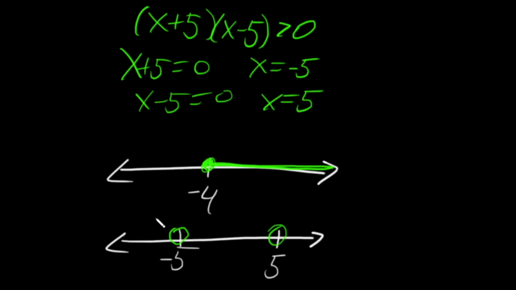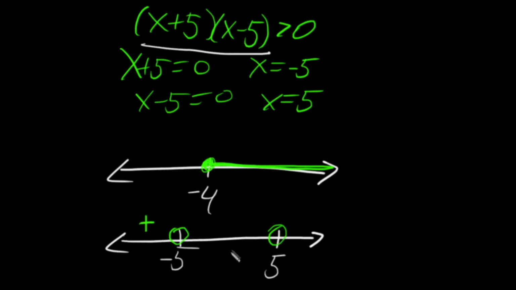And then like before, we're going to have to figure out in each of the three sections, to the left of negative 5, in between the two numbers, and to the right of 5, if those give us a positive value, just like we want. Let's choose anything to the left of negative 5. We'll use negative 7. Plugging into the binomials over here, negative 7 plus 5 is a negative number. Negative 7 minus 5 is another negative. Two negatives multiply to positive. So this whole section is positive.